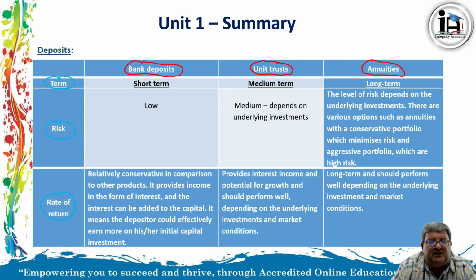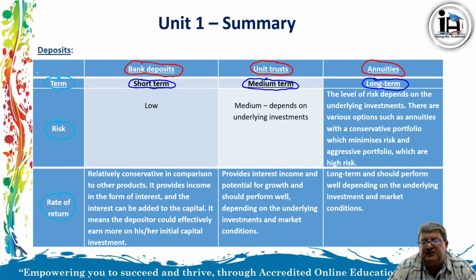So, bank deposits is a short term, unit trust is medium term, annuities is long term. As you know, because you start maybe paying your annuities when you start to work in your 20s, you pay that annuity till the day you are 65 years old, you're going to retire. So let's say you pay that for plus minus 40 to 45 years. So it's long term.